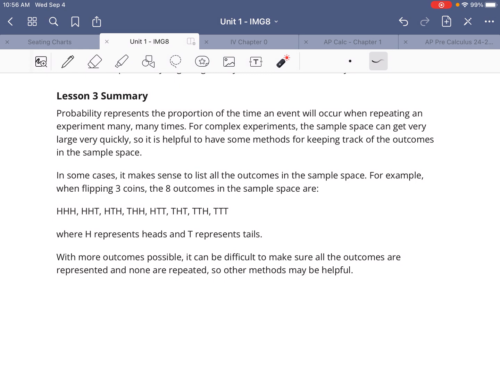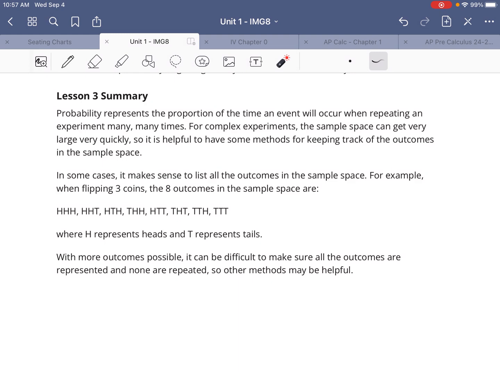For example, if you flip 3 coins, the 8 outcomes in the sample space are heads, heads, heads; heads, heads, tails; heads, tails, heads; tails, heads, heads; heads, tails, tails; tails, heads, tails; tails, tails, heads; tails, tails, tails. Okay, it's a lot. And it might be hard to figure out whether I am actually getting all possible outcomes. Am I really representing everything that could be in my sample space? This is a fairly simple one, but even this is a little bit complicated.